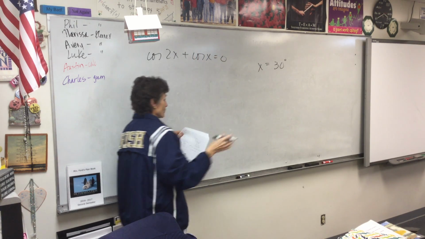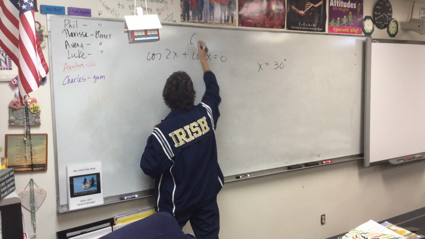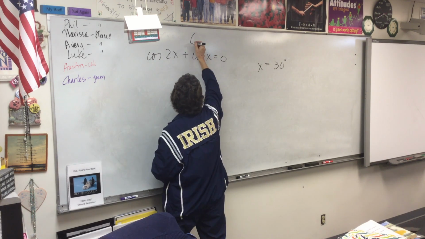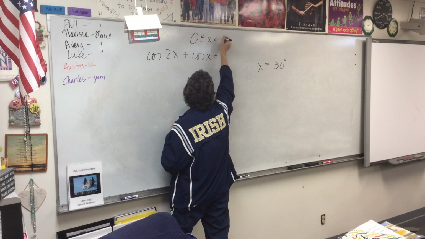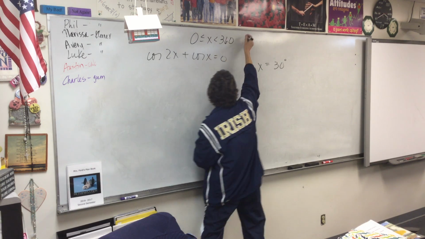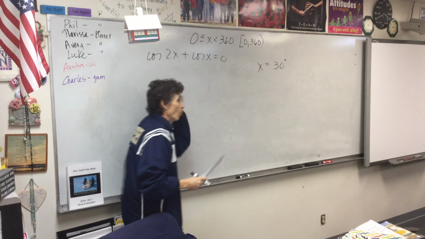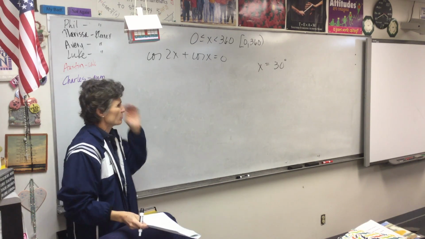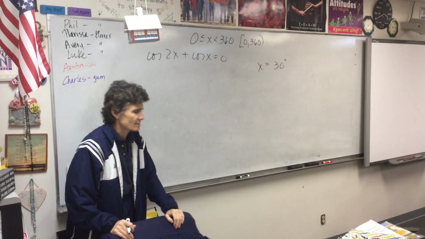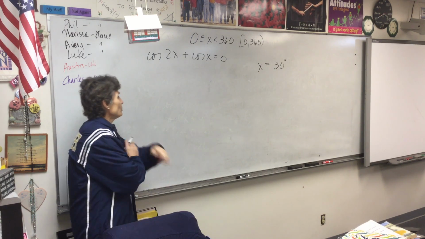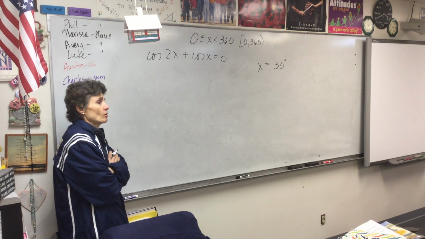It tells me to do it in degrees, and on the test I'll be more careful, and your directions will say something like this or like this. Okay, because I want you to go once around. I don't want all the coterminal angles and all that. That's a hassle. All right, so who's got an idea how to start this problem?